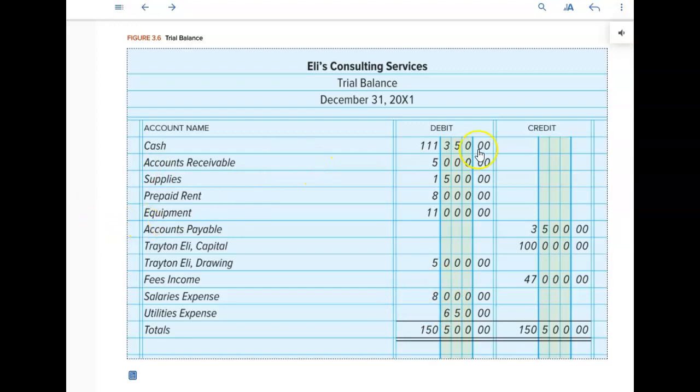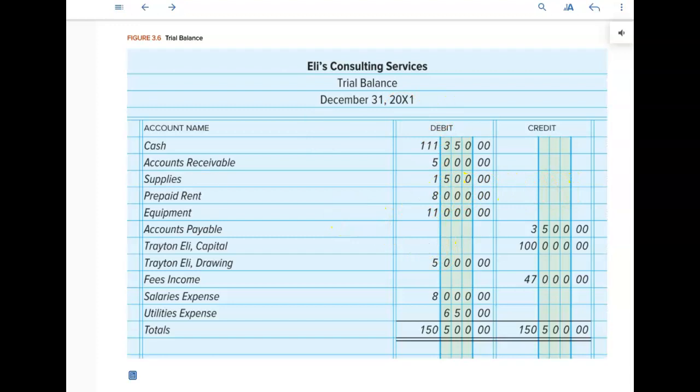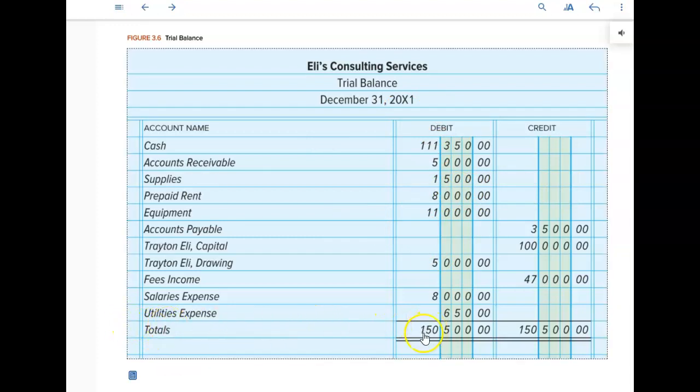After all the debit or credit balances have been recorded in the correct column for each account, you need to be sure that debits equal credits. So in this example, the debit column totals $150,500. Add up all those debit numbers, it's $150,500. And the credit column also equals $150,500. So the books are in balance.